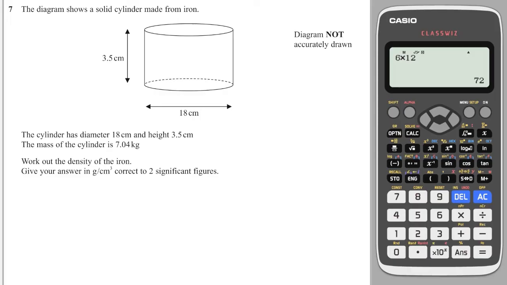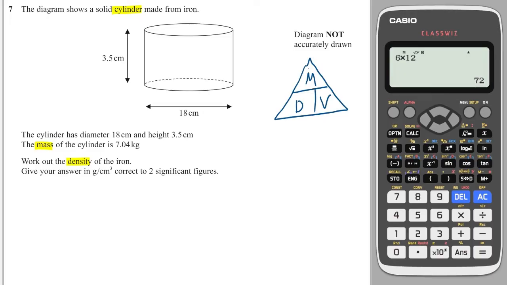Okay, we've got a cylinder, and I can see that we've got the information shown in the diagram. We've also got the mass of the cylinder. It says work out the density. So I know I'm going to be needing to use the density, mass and volume triangle, which has mass at the top, D and V down the bottom.